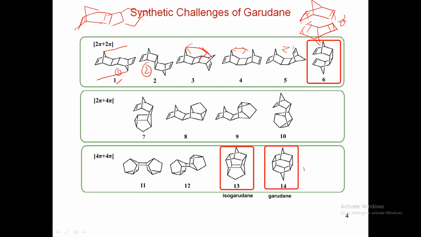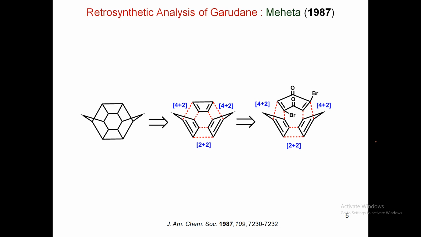So that's why, you all remember, the point group would be D2h, right? And so from this slide you can say how challenging it would be to synthesize that. But Mehta in 1980 came up with an interesting retrosynthetic approach where he thought of doing 4 plus 2 followed by 2 plus 2 to make this type of molecule.